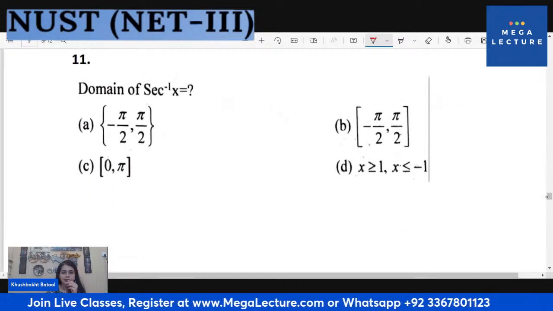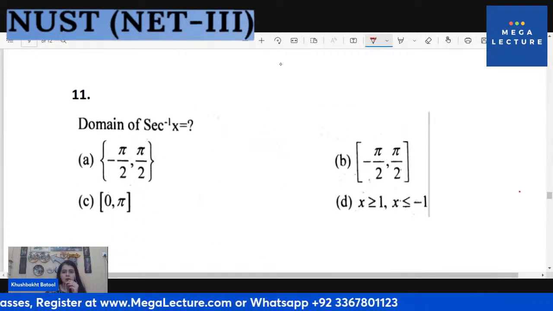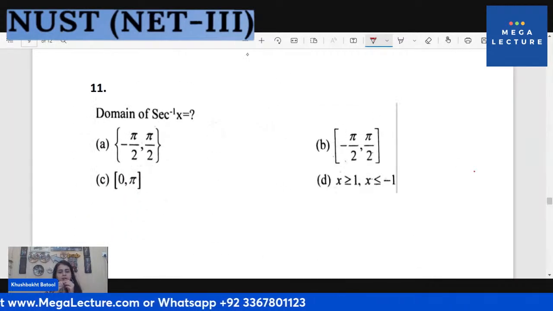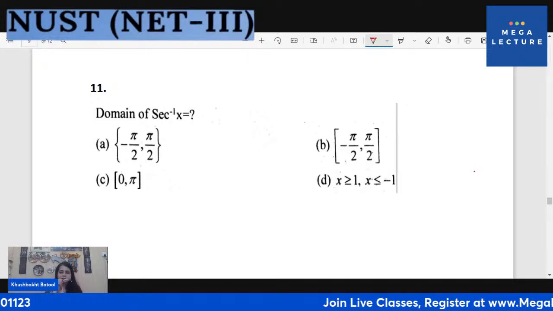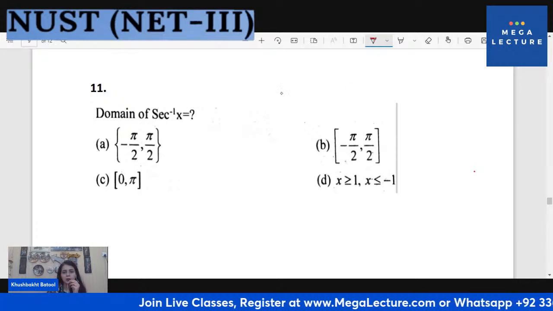Okay, let's talk about this one. All right, now it says the domain of secant inverse of x. Now, yesterday we discussed such questions, and this is what I was telling you. I'll talk about it once again.